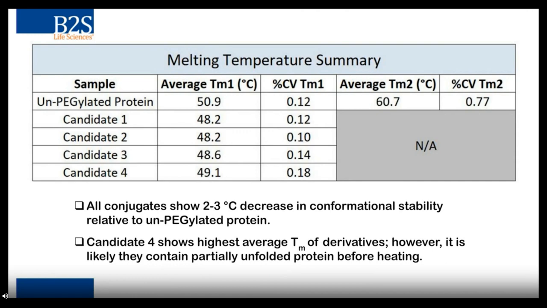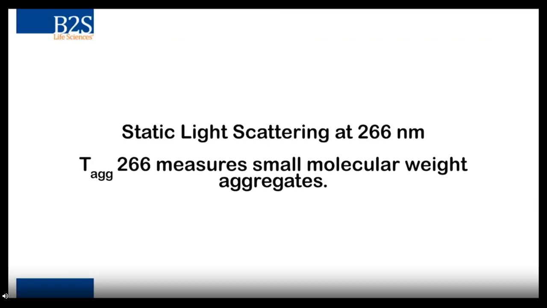And then tabulating the data, we're able to compare all the metrics directly. The unpegylated protein had a slightly higher TM1 than any of the numbered candidates. This isn't anything really to worry about. This is just essentially to show that the TM1 is actually a pretty tight distribution here.